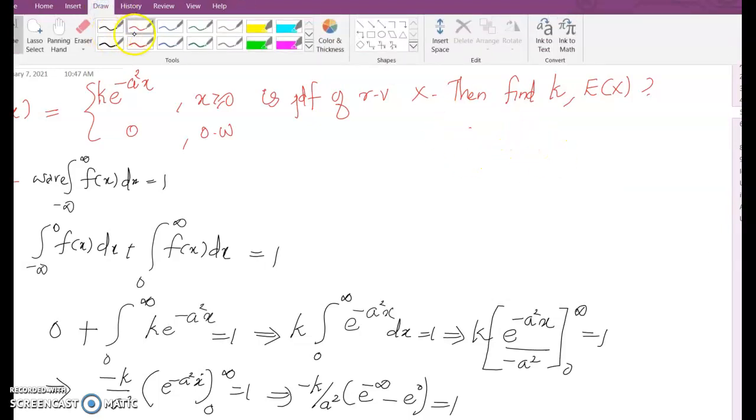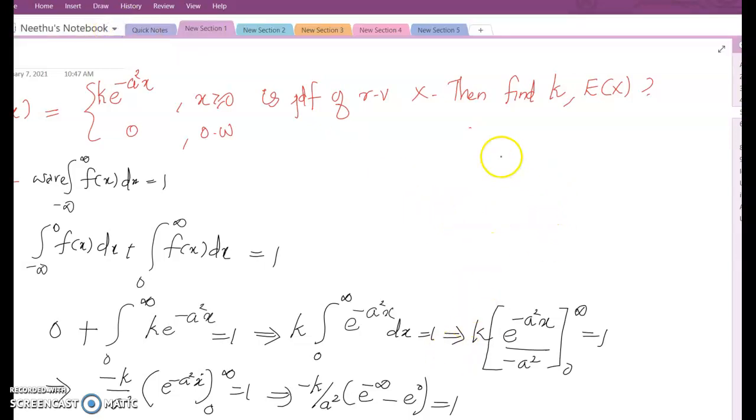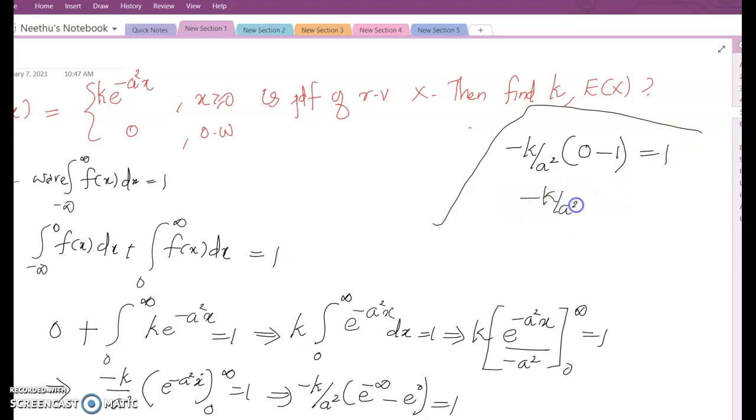So we get minus k/a² times (e^(-infinity) minus e^0) equals 1. The value of e^(-infinity) is 0, and e^0 is 1, so 0 minus 1 is minus 1. Then minus k/a² times minus 1 equals 1. That is k equals minus 1 into minus 1 plus 1 by a², so k equals a².